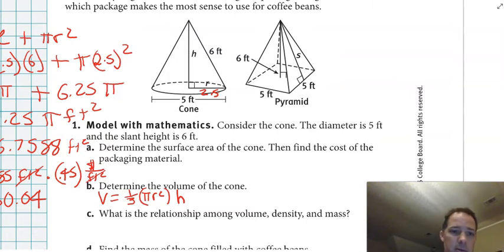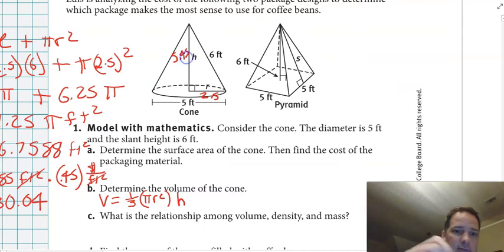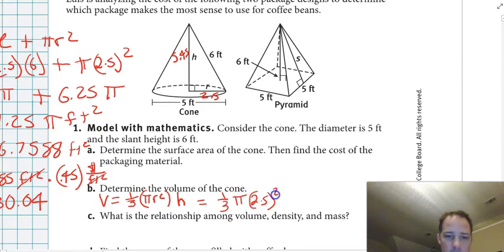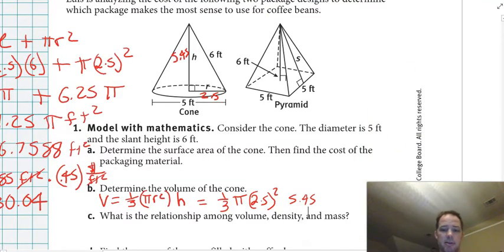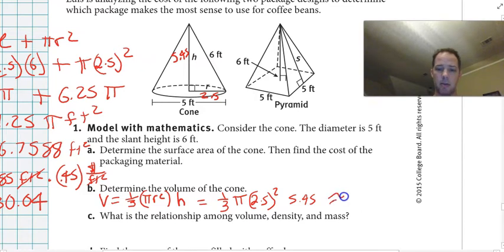So go ahead and plug that in, 5.45. And so we get 1/3 pi, radius was 2.5 squared, and the height was about 5.45. Let's go ahead and put these in the calculator here. So in the calculator, 1/3 area of the base times height, we get about 35.696 for the volume of that one. And units would be feet cubed for volume.